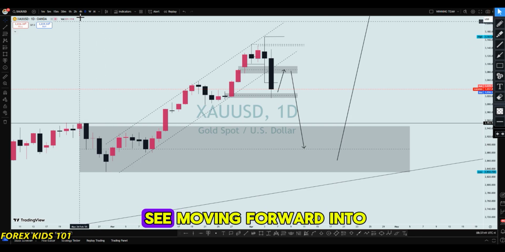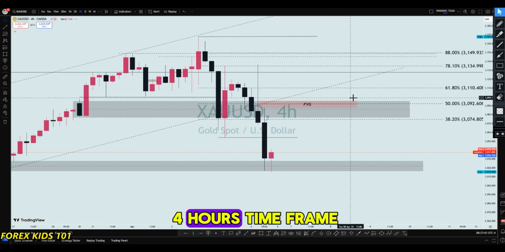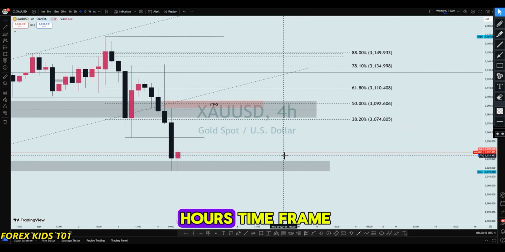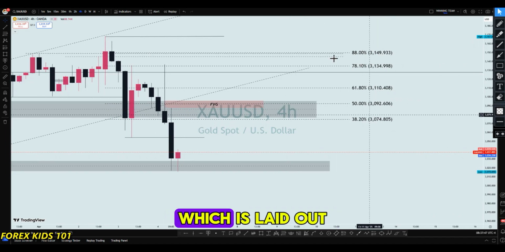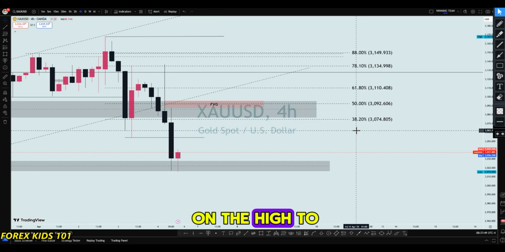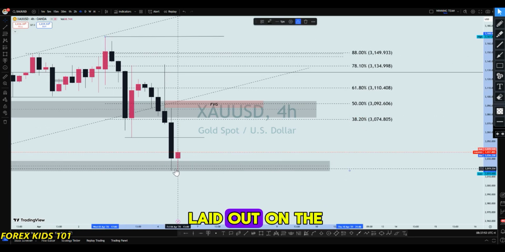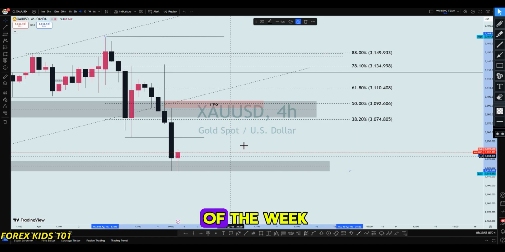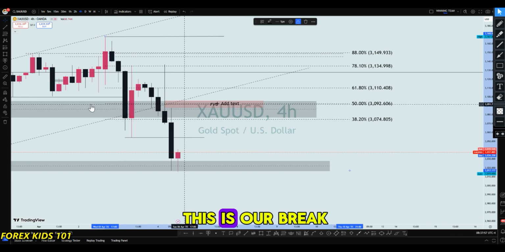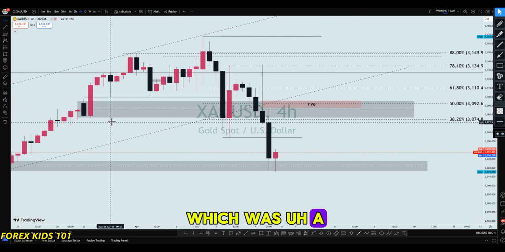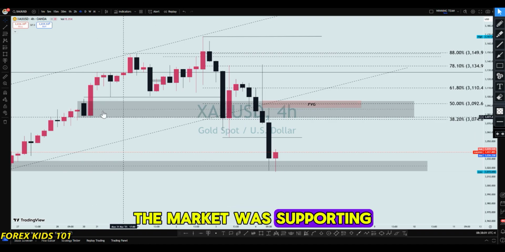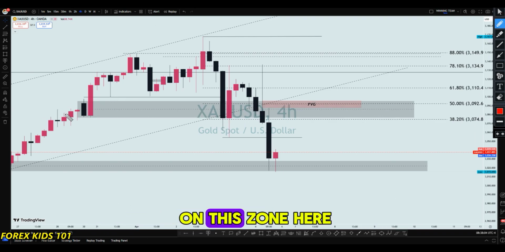But what do we see moving forward into the 4 hours time frame? On the 4 hours time frame, this is my Fibonacci, which is laid out on the high to the low of the week. As you can see from the points there, it's laid out on the high and the low of the week. You can see this is our break, which was a previous support. The market was supporting on this zone here.